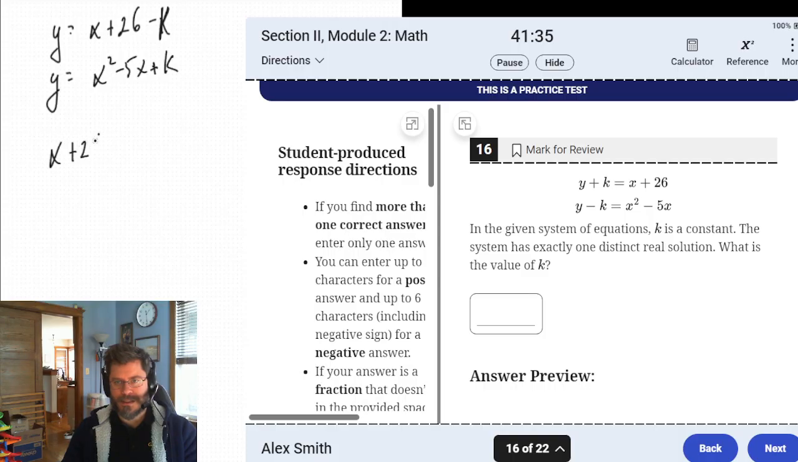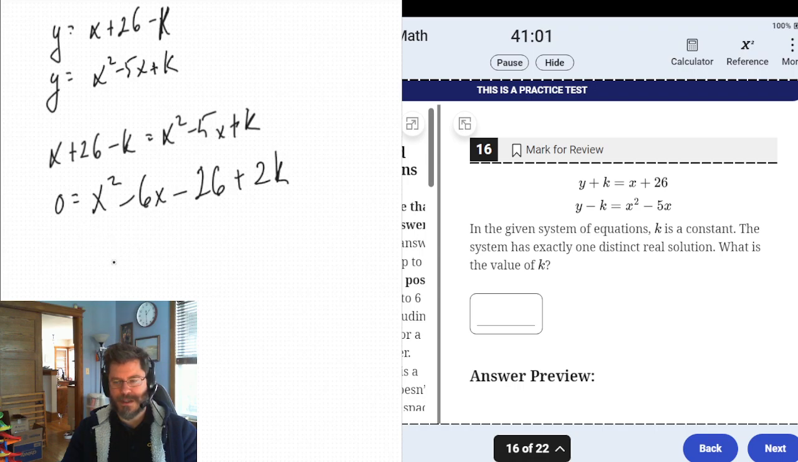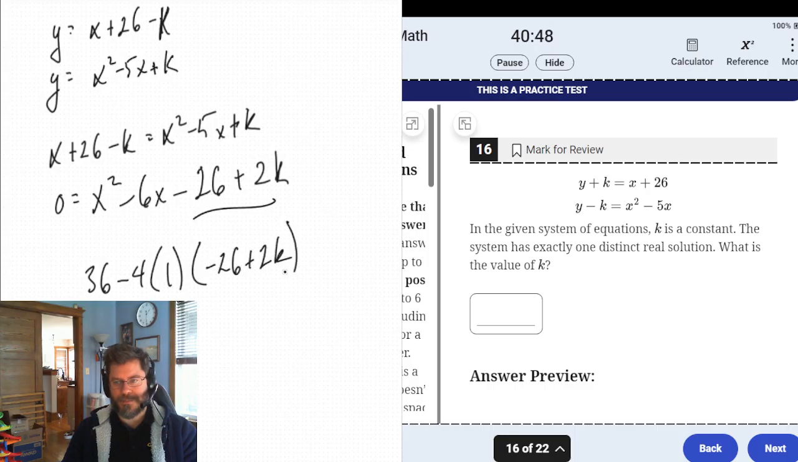x plus 26 minus k equals x squared minus 5x plus k. Get everything to one side. I'm going to just bring everything over to the right. We got x squared minus 6x, subtract the x, subtract 26, add the k. Now we jam it into our discriminant, the b squared minus 4ac equation. So b squared is 36, minus 4. A is 1. C is this whole thing, negative 26 plus 2k. That all equals 0.